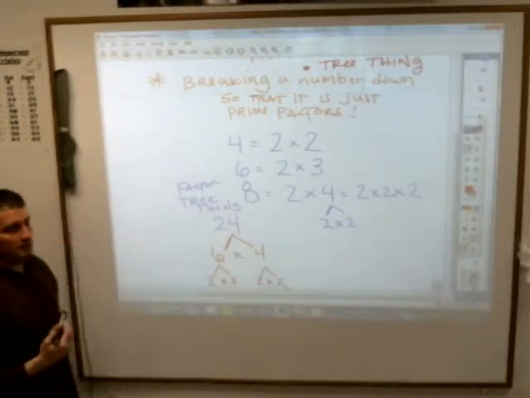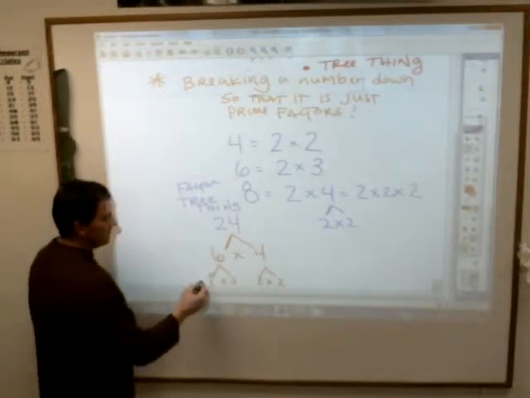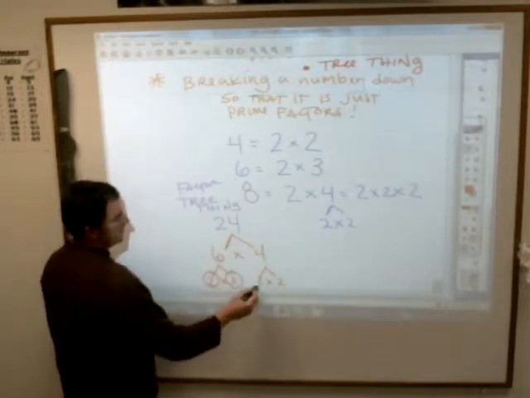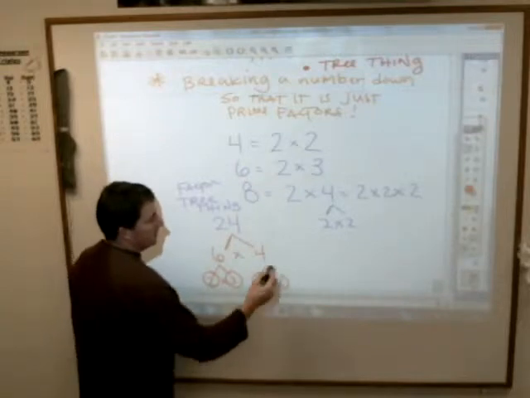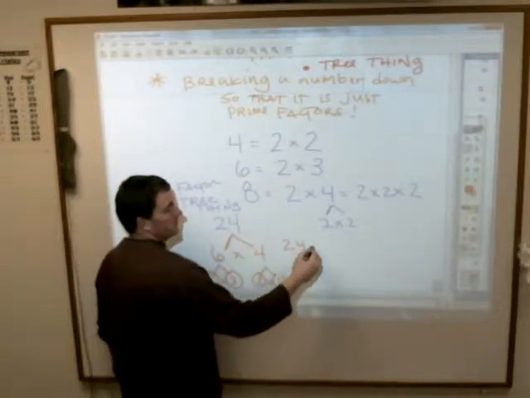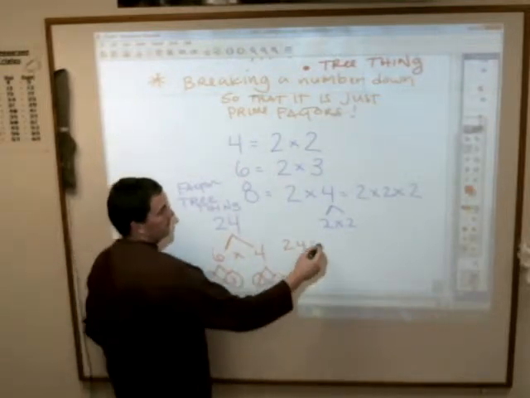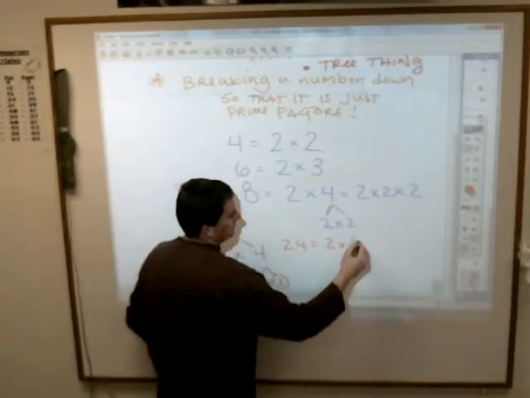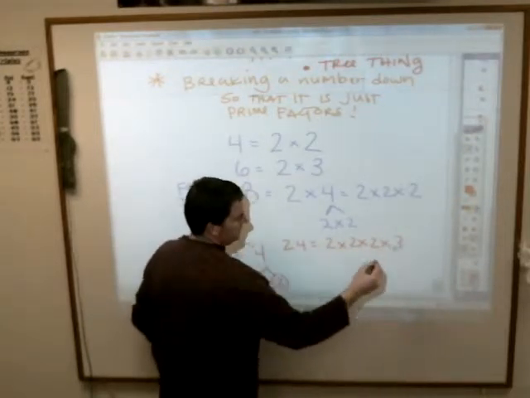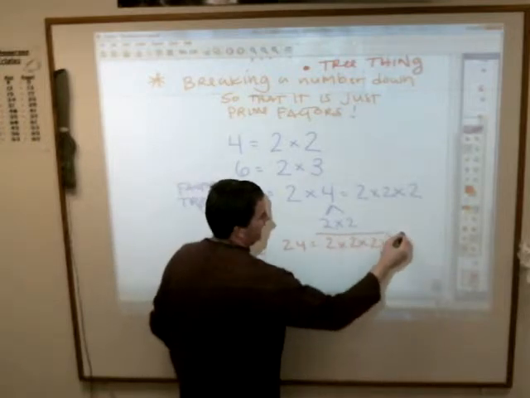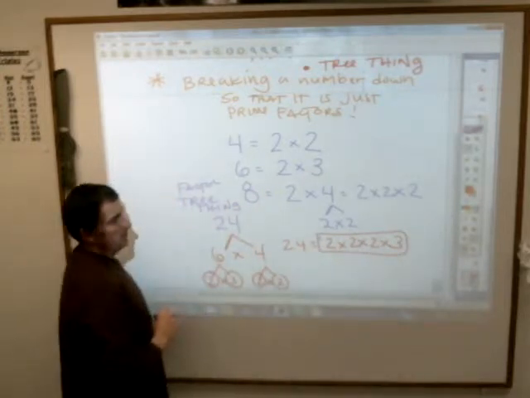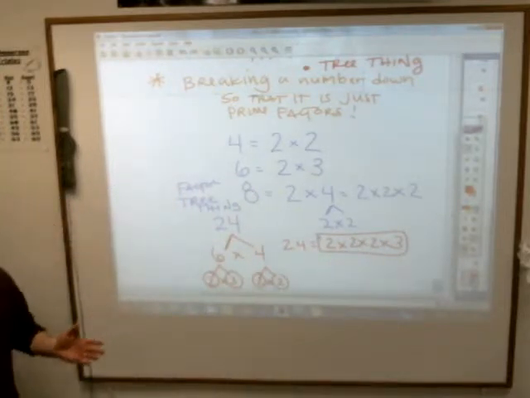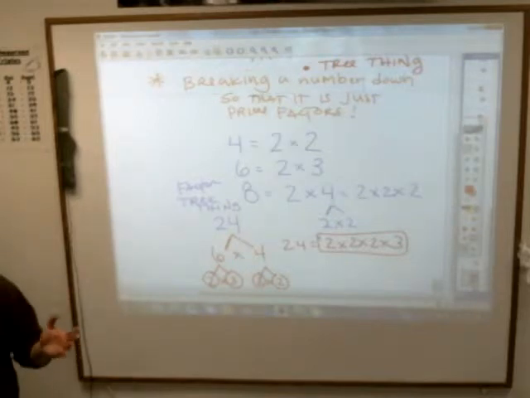When you get to the bottom and there's a prime number, you know you can stop there. This is prime, this is prime, this is prime, this is prime. So the prime factorization of 24 is 3 2's and 1 3. This would be the prime factorization of 24. You'll never have a 4, you'll never have a 6 in a prime factorization because those are not prime. You can break them down some more.